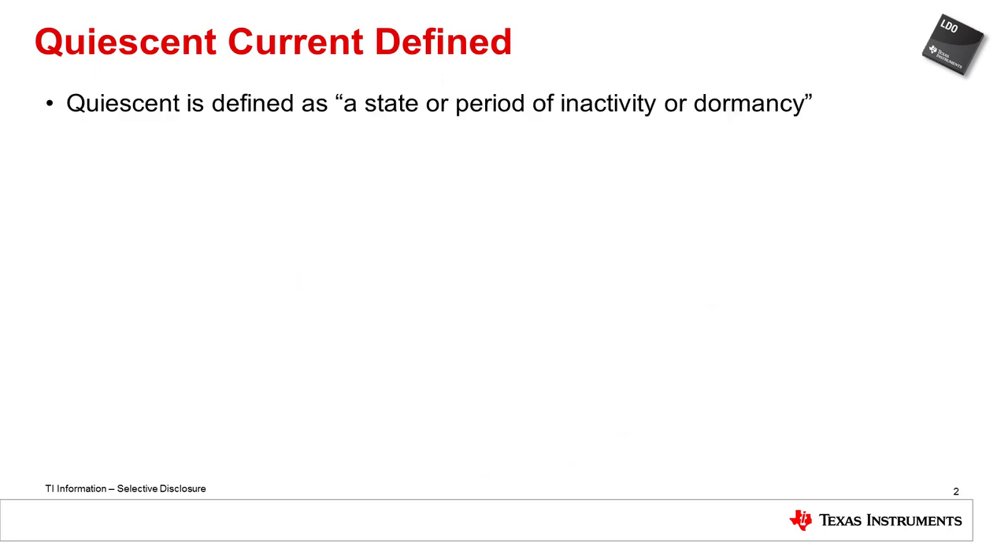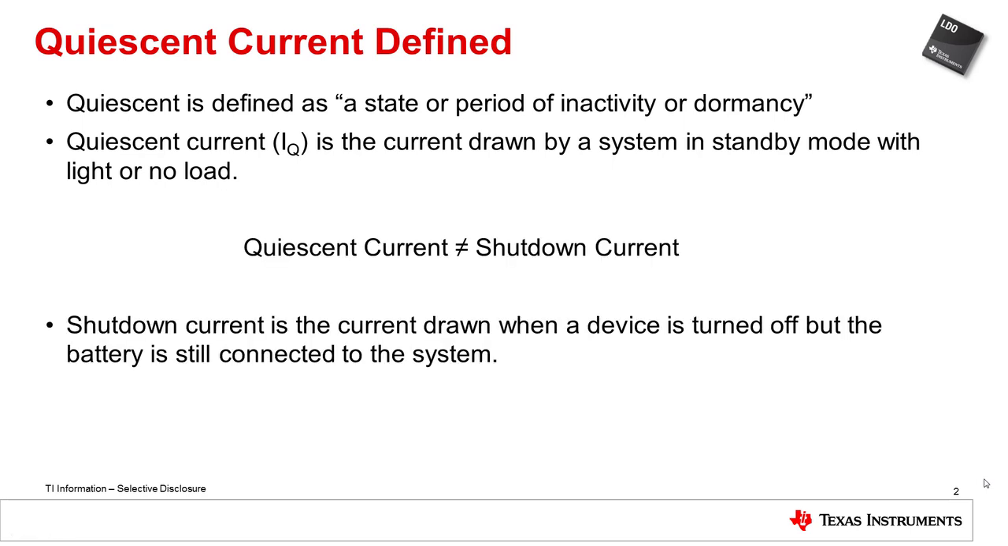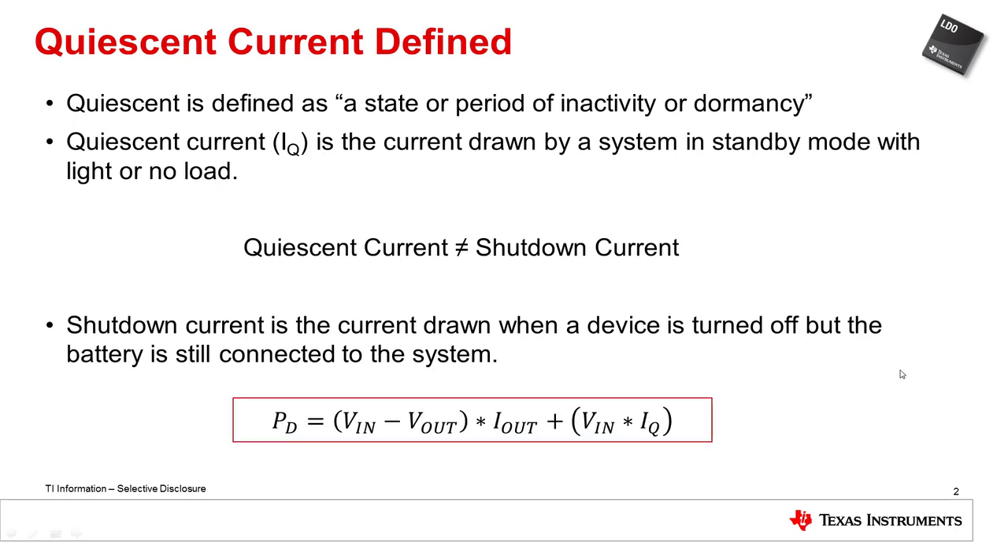Quiescent is defined as a state or period of inactivity or dormancy. Thus, quiescent current, or IQ, is the current drawn by a system in standby mode with light or no load. Quiescent current is commonly confused with shutdown current, which is the current drawn when a device is turned off but the battery is still connected to the system. Nevertheless, both specifications are important in any battery application.